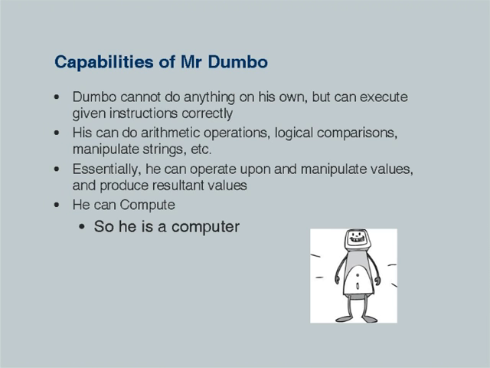Since Dumbo can compute, we call him a computer. So that is the genesis. Mr. Dumbo, a very stupid person who cannot do anything on his own, but can execute instructions absolutely correctly. An additional feature is he can execute instructions very rapidly because he doesn't have to move furniture or something. He has to compute. He has to compare values. He has to take decisions. He has to do some manipulation. Those things he can do very fast. When computers began their life in the late 40s, do you know when the first computer program was executed in this world on a digital computer?